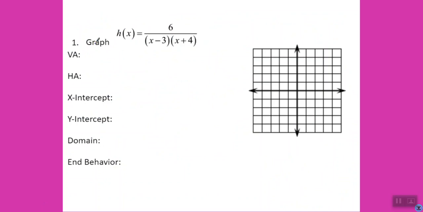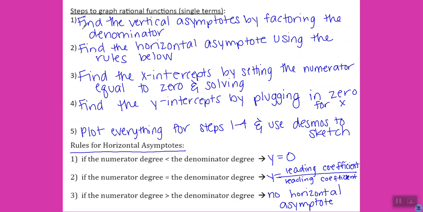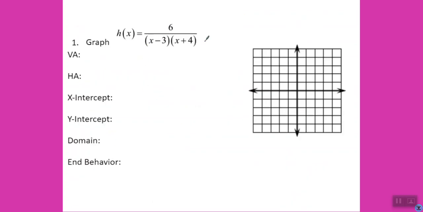All right, so our first example, h of x equals 6 over (x minus 3)(x plus 4). So step 1 says we're going to find the vertical asymptotes by factoring the denominator. Our denominator is already factored, so we want to see what will make them equal to 0 because we can't divide by 0. So our first vertical asymptote would be at x equals 3 because 3 would make x minus 3 equal to 0. And our other will be at x equals negative 4 because that'll make this factor 0.